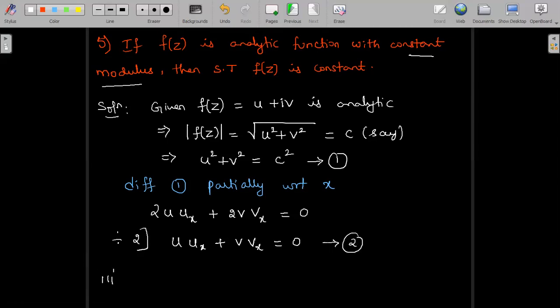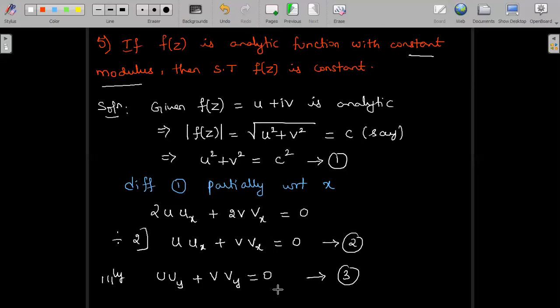Now keeping this in mind, similarly I can write down with respect to y, u into uy plus v into vy is equal to 0. Let me call this equation 3. We have written it similarly for the y term because equation 1, u square plus v square is equal to c square, is a symmetric function. U and v both have squares. So the differentiation goes in the same manner with respect to y partially. That is why we are able to write down u uy plus v vy is equal to 0 directly.